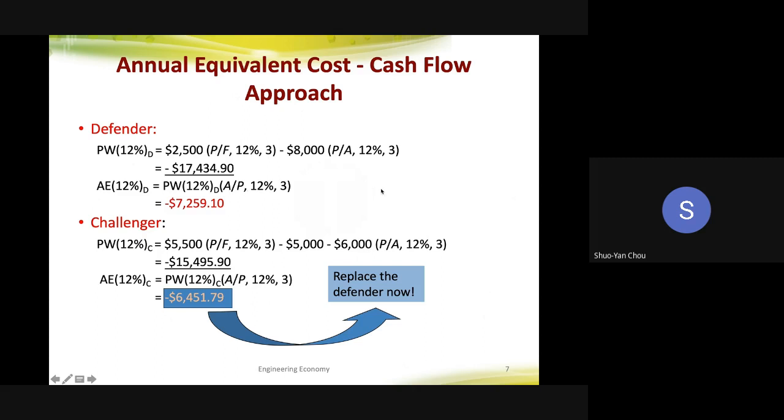Okay, so we have Defender, we have Challenger. We need to consider the right cash flow and compute the annual equivalent worth, or annual equivalent cost here because it's just cost, and compare that, and whichever has smaller costs, we will choose it. So in this case, it's Challenger. So our decision will be replacing the Defender. Okay, not too complicated. You just need to find the annual equivalent worth.